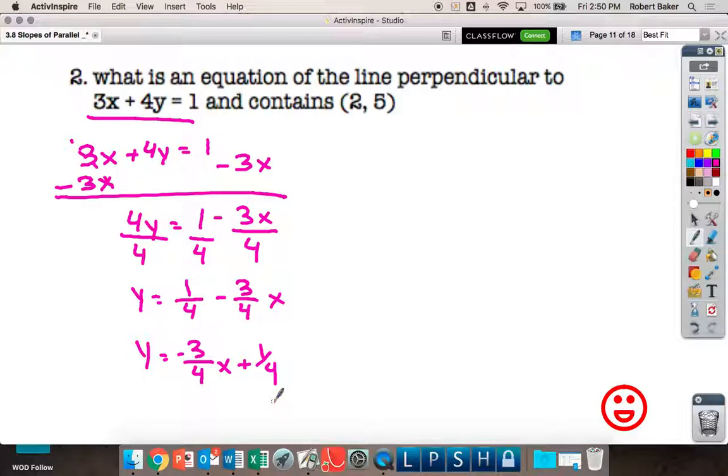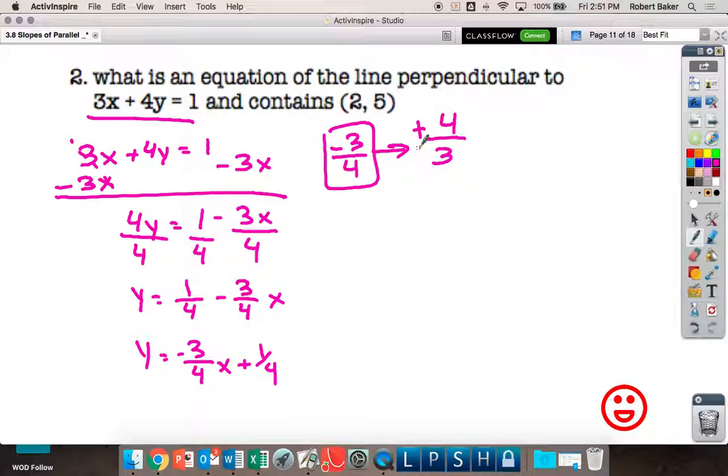That's the number I care about. I know that this is the slope of the problem. But I need a perpendicular slope. So it'd be 4 over 3. Flip it and change the sign. Now, satisfied condition number 1. I have a perpendicular slope, right? So now I need to write an equation that is perpendicular and contains the point 2, 5.